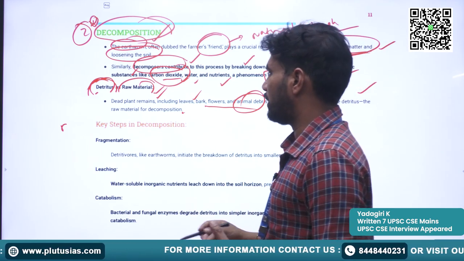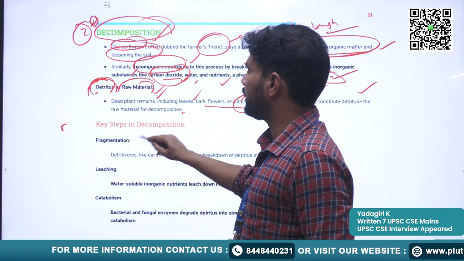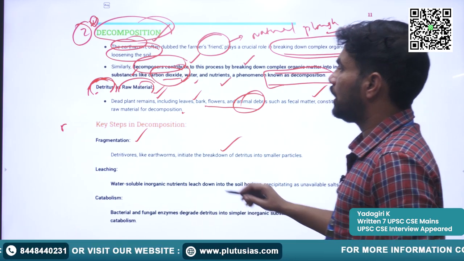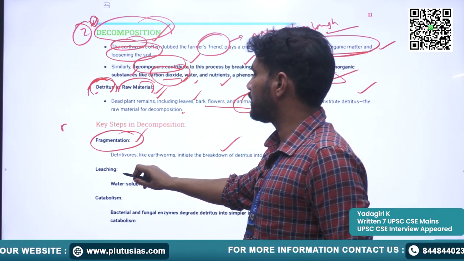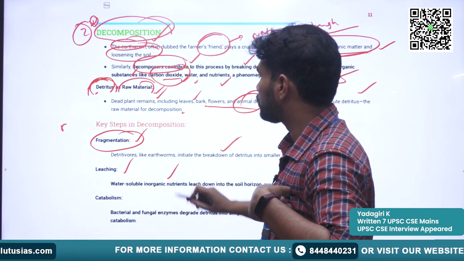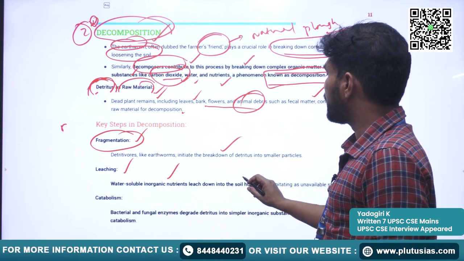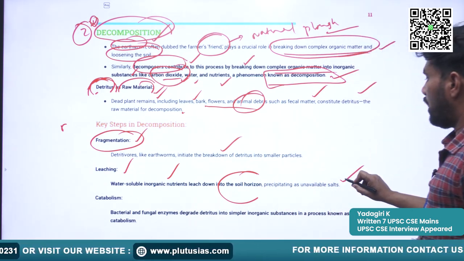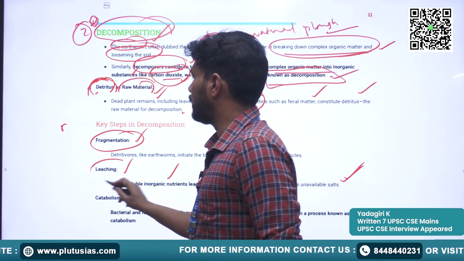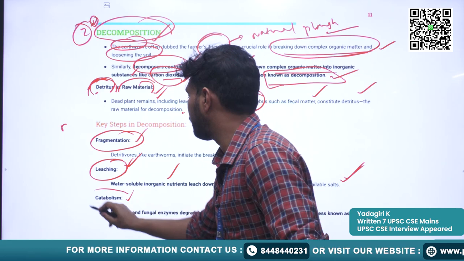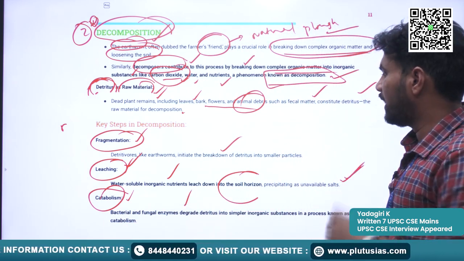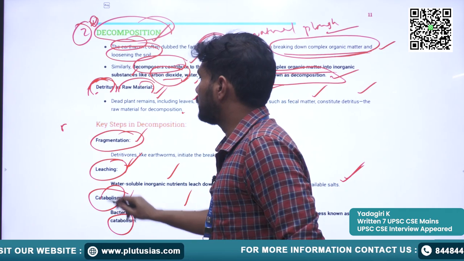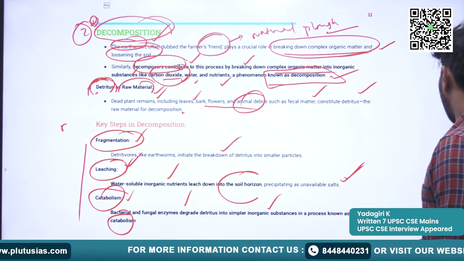Now we will understand the important steps in decomposition, right? The first one is fragmentation. Detritus is broken down into small particles. Next is leaching. Once fragments are formed, the water soluble inorganic nutrients leach down into the soil horizon, precipitating as unavailable salts. The third one is catabolism. Bacterial and fungal enzymes degrade detritus into simpler inorganic substances in a process known as catabolism. These are the steps involved in the decomposition process.